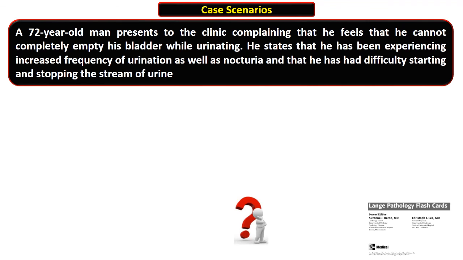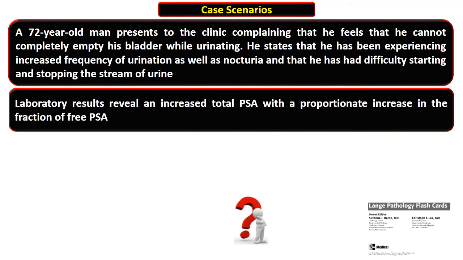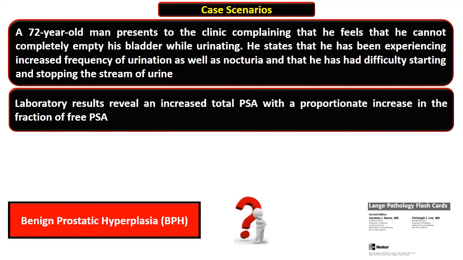Now we come back to the clinical scenario we discussed at the start of this activity. A 72-year-old man presents to the clinic complaining that he feels he cannot completely empty his bladder while urinating. He states that he has been experiencing increased frequency of urination as well as nocturia, and that he has difficulty starting and stopping the stream of urine. The laboratory test revealed an increased total PSA with a proportionate increase in the fraction of free PSA. So probably this is a case of benign prostatic hyperplasia.